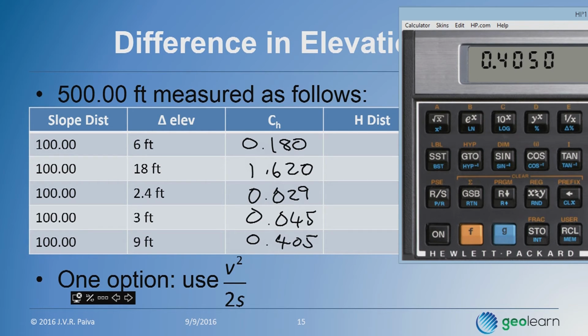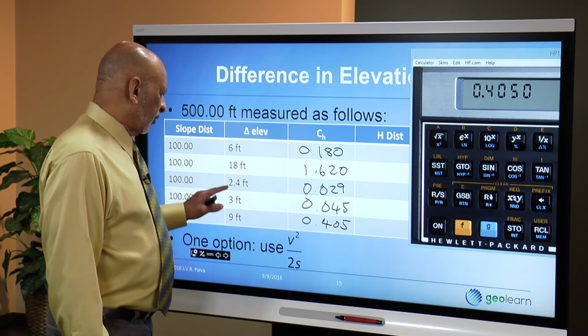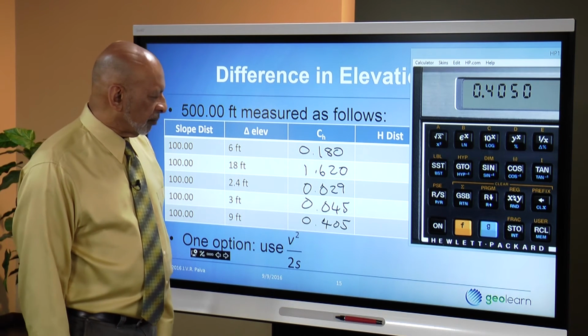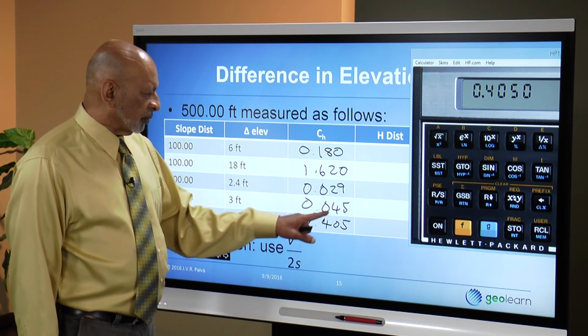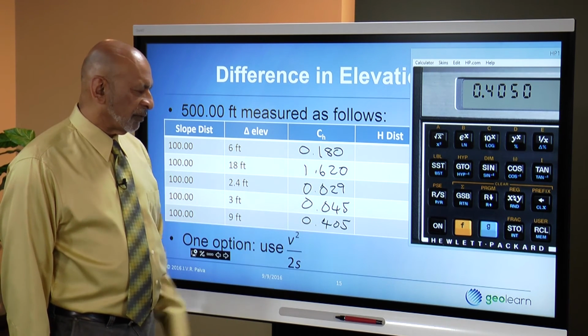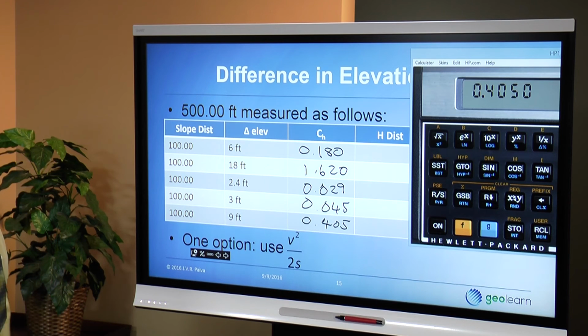I intentionally used 3 and 9 because 9 is the square of 3, and you see that even though we've gone 3 times the vertical distance, the correction is not proportional. Here we have about half a tenth, and here we have 4 tenths. So keep that in mind, that this correction is not proportional.